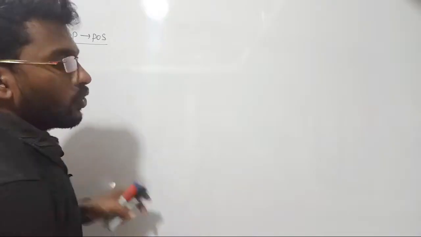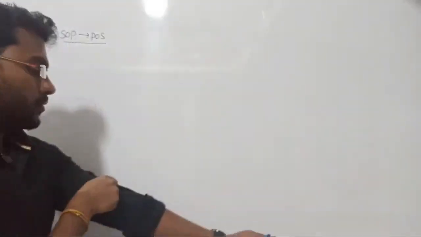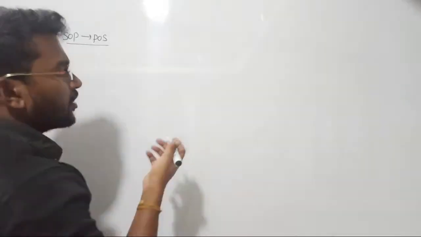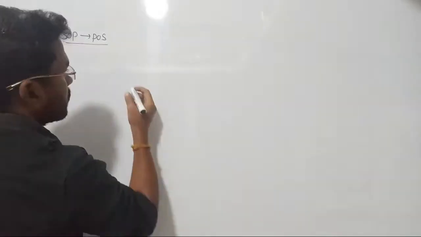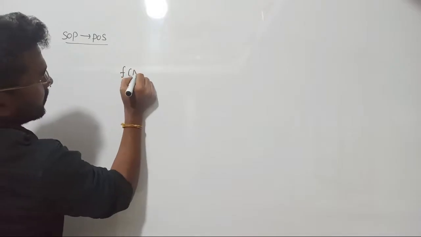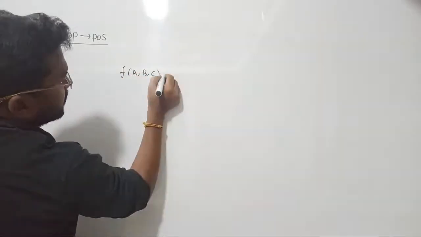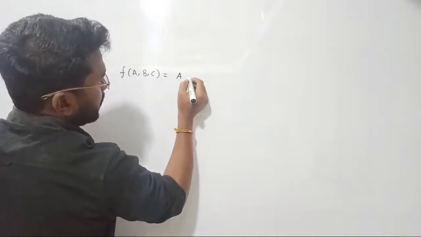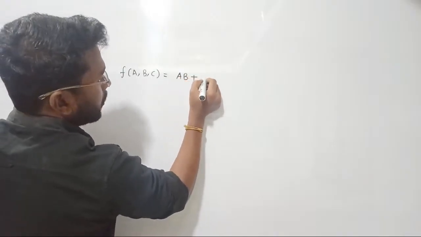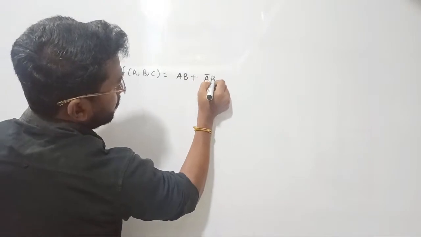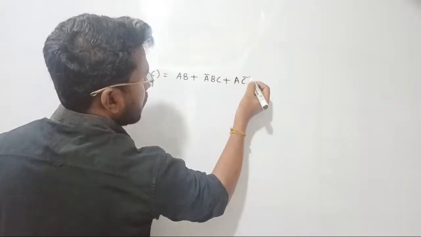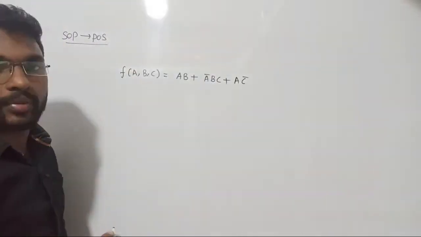Now sometimes what you will be given is a normal form, without standard SOP or POS. For example, a function is given like this: f(a, b, c) is defined as AB plus A bar BC plus AC bar. So the variables will be given like this.